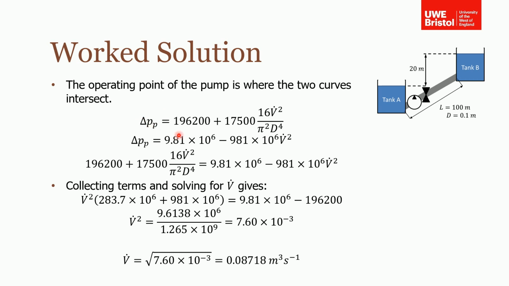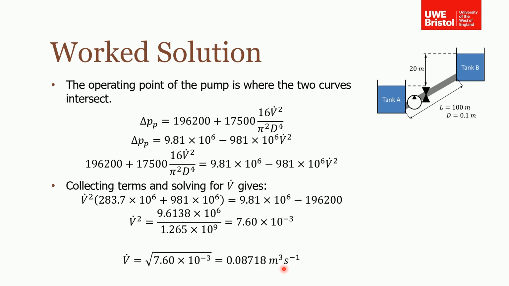So these are the two equations I had on the previous slide. So the pipe characteristic curve and the pump characteristic curve. And if I equate them, now the only unknown is the volumetric flow rate. So we need to rearrange this and then solve for volumetric flow rate. So if you follow that through, you should end up with an answer of 0.087 meters cubed per second. So this is the answer that we've got. This is the volumetric flow rate.